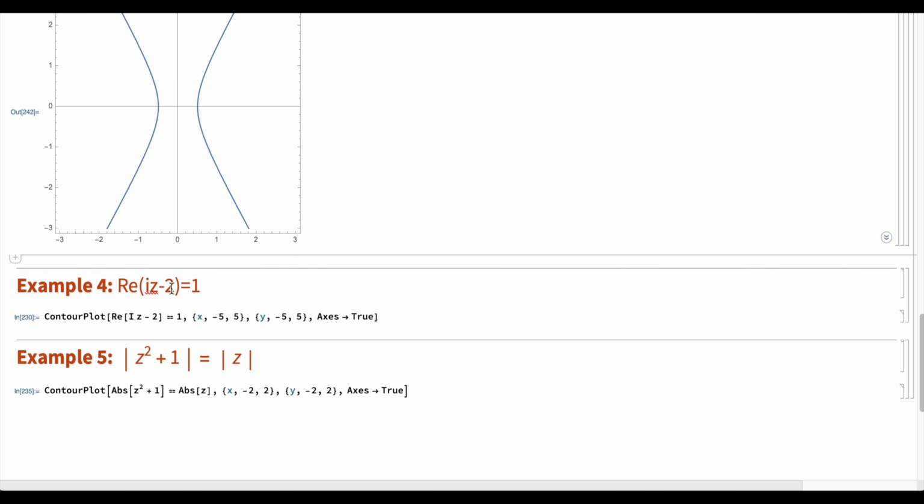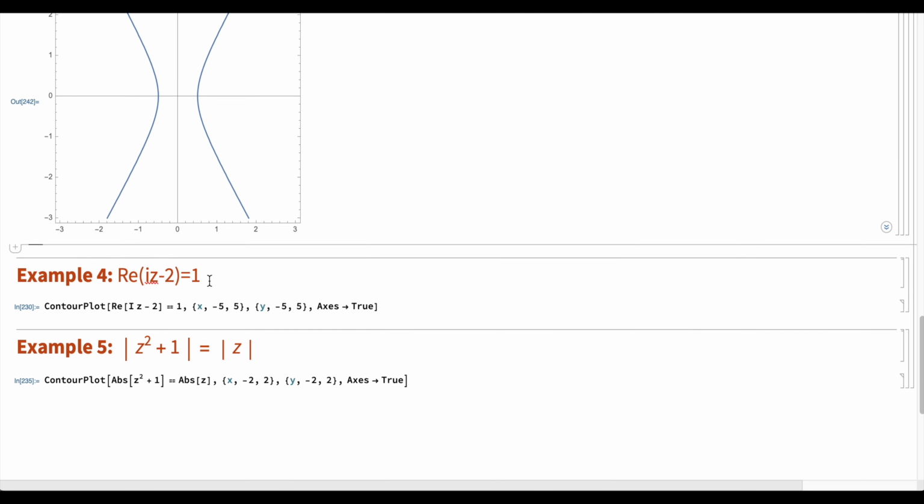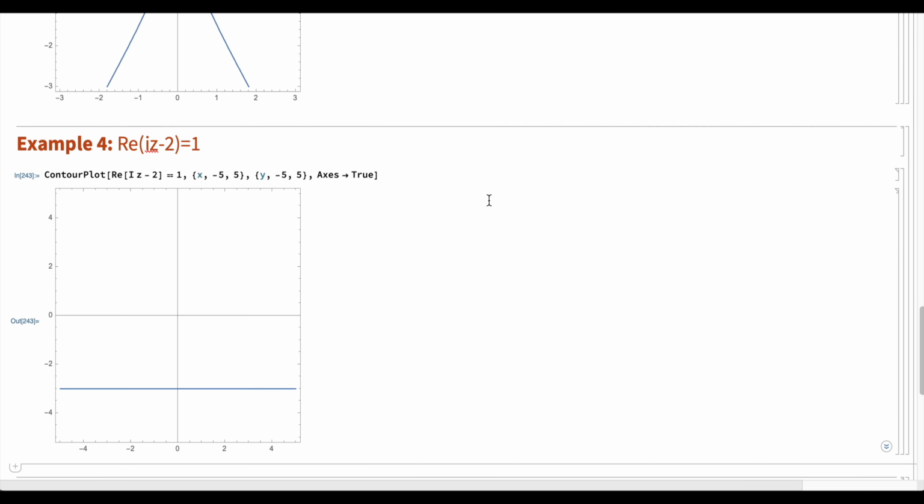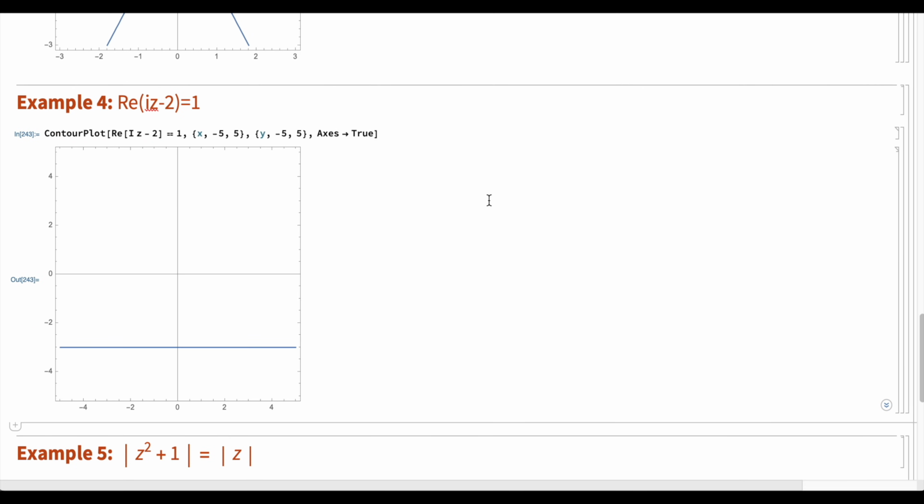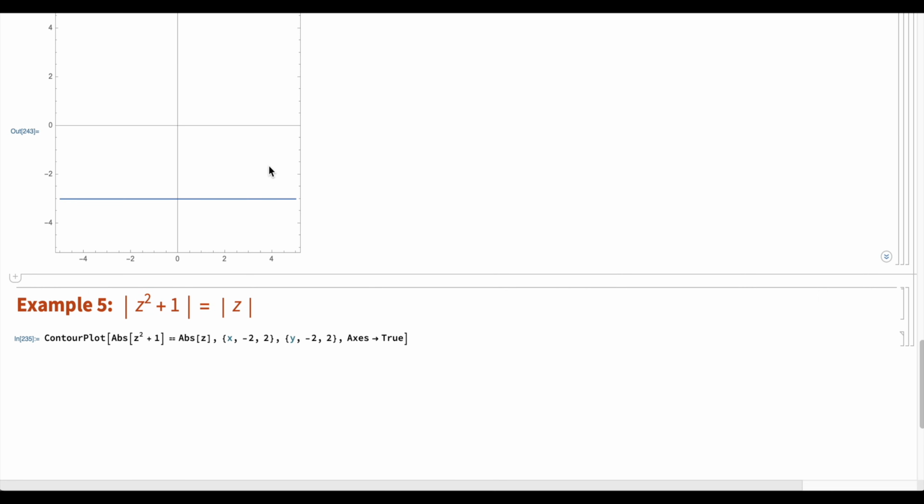Now let's look at this one. Again, this one would be fairly easy to do by hand, but I think it's nice just to see it very quickly. We have the real part of i times z minus 2 equals 1. So I've changed my viewing rectangle a little bit. Notice I have capital I here because it's a constant for Mathematica, and I get a horizontal line, which is to be expected if you write down the equations of what this means carefully. Okay, so let's do one more.